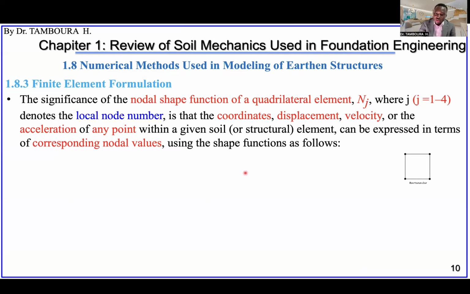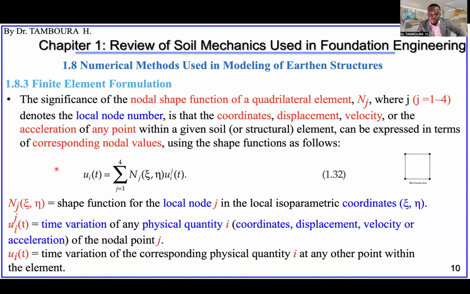Okay. This is what we are calling the shape function. So this is, for example, how it goes. In this formula, this Nj is the shape function for the local node j in the local isoparametric coordinate system. This is a parametric coordinate.